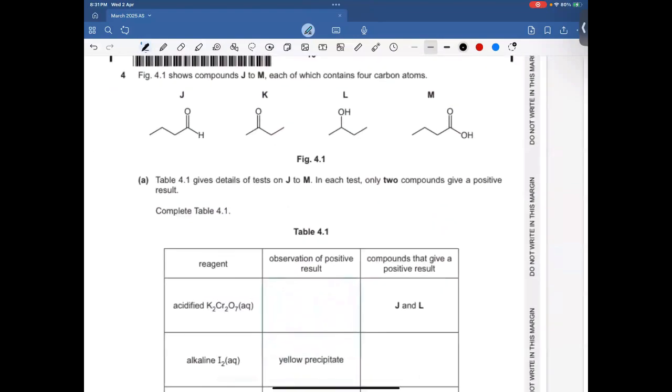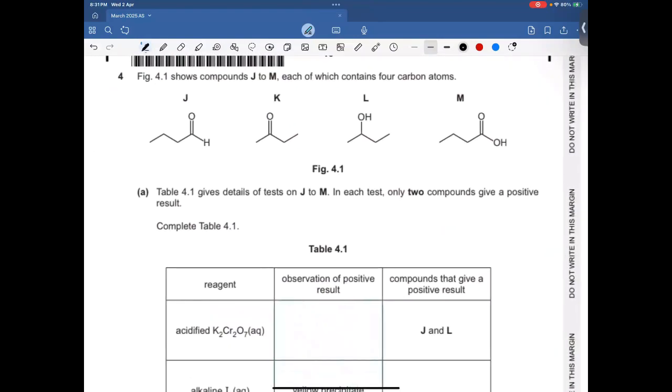That is question number 4. Figure 4.1 shows compounds J to M, each of which contain 4 carbon atoms. Okay. This is basically an aldehyde. This is basically ketone. This is secondary alcohol, and this is carboxylic acid. Table 4.1 gives details of test J to M. In each test, only 2 compounds give a positive result. Complete table 4.1.